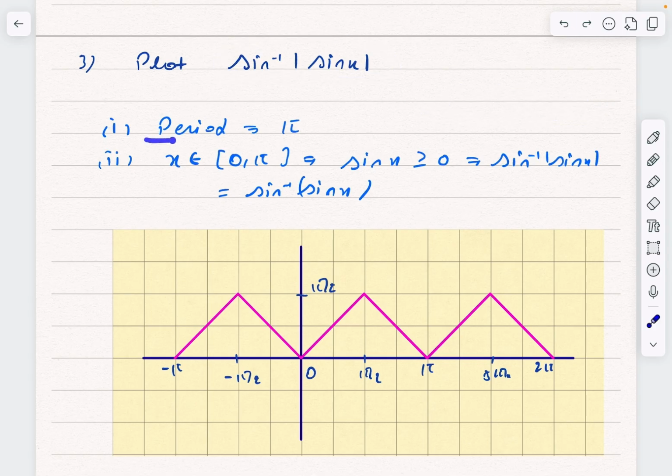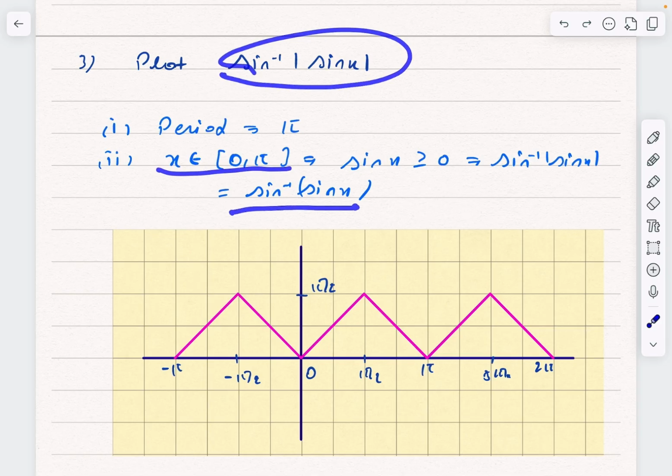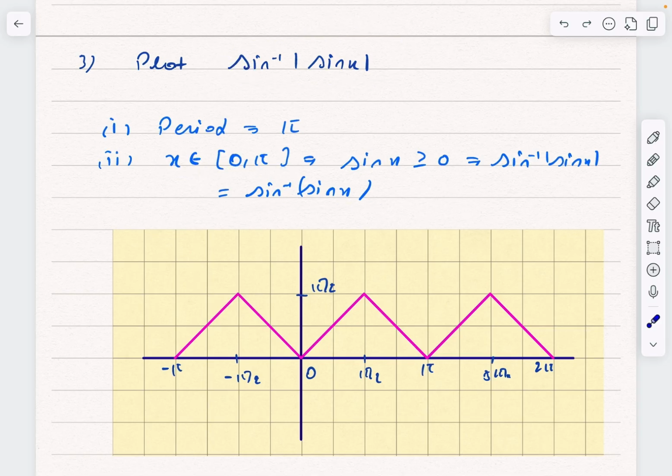First of all, you will see the period of this will be pi, because the period of mod sine x is pi. So if the period is pi, I'll just look at the graph from 0 to pi, and the same thing we can repeat everywhere. In 0 to pi, sine x is greater than or equal to 0, so mod sine x opens with sine x only. That means in 0 to pi, sine inverse mod sine x behaves the same as sine inverse sine x. And the zigzag graph between 0 and pi looks something like this.